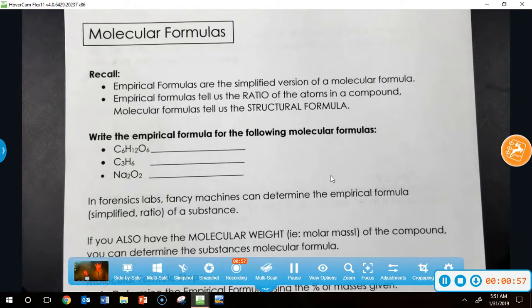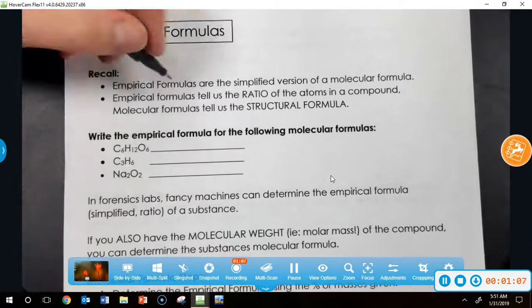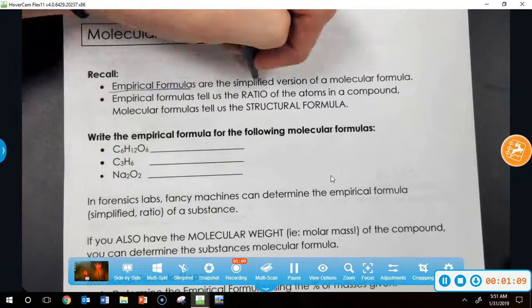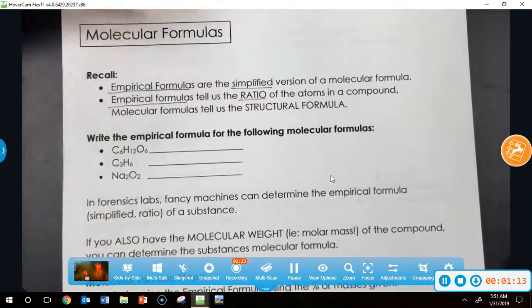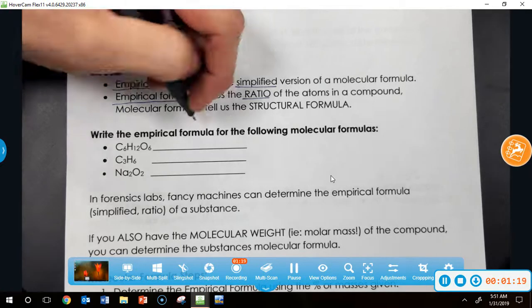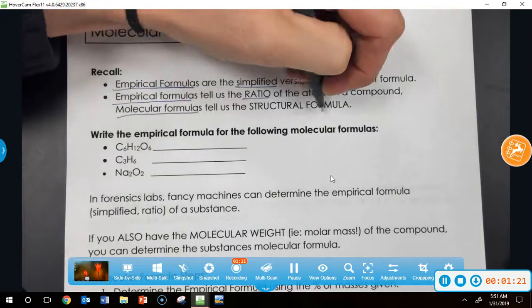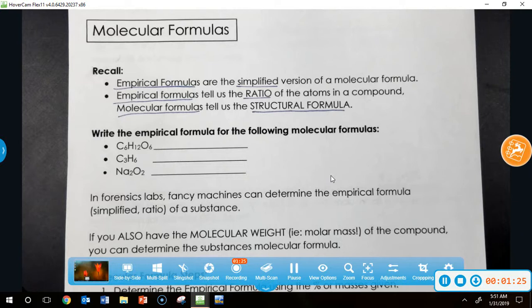So before we get started, just remember the difference between empirical and molecular formulas. You don't have to write these down if you know this information. Empirical formulas are the simplified version of the molecular formulas. Okay? The empirical formulas simply tell us the ratio of atoms in a compound, like for every carbon, there are 3 hydrogens. Molecular formulas actually tell us the entire structural formula of the molecule.